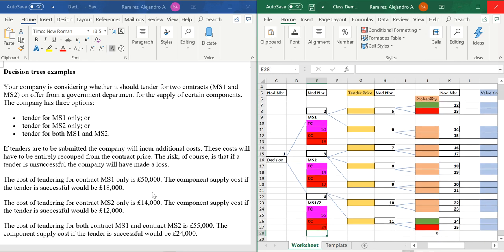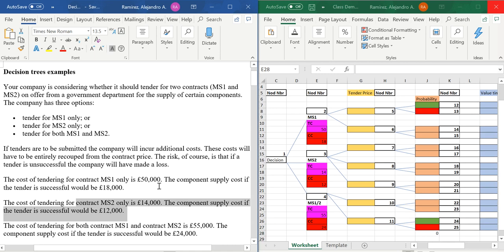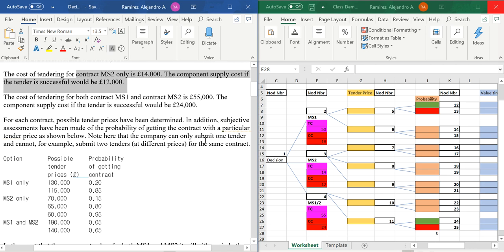Okay, so now we already have the cost of the tenders, and then we have to see how much money we can make for each one of them, meaning how expensive we can sell it, and what is the likelihood, the probability, that under that price it will get accepted. So let's look at MS1 only. In MS1 only, I have two options: set a high price for it, 130. I can tell the government this project is $130,000, and the likelihood of that happening is only 20%. That means 80% is not likely to happen.